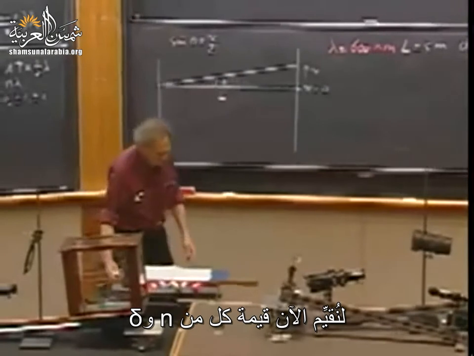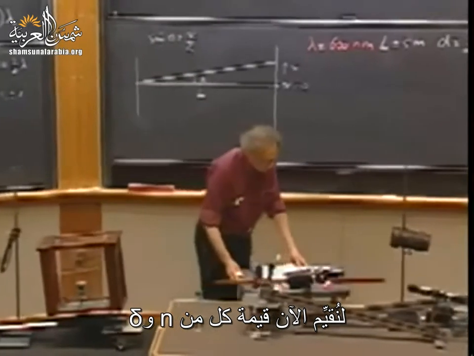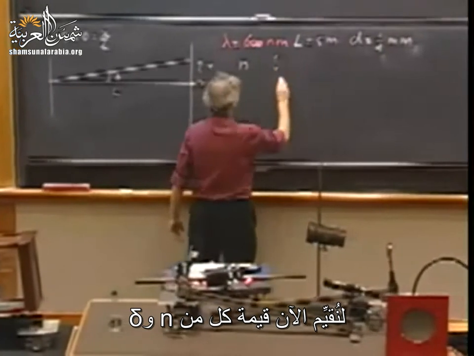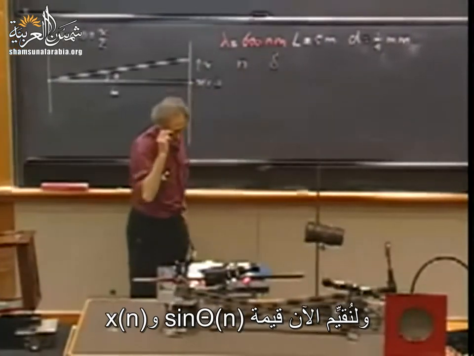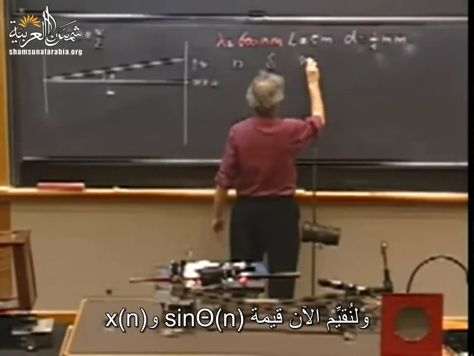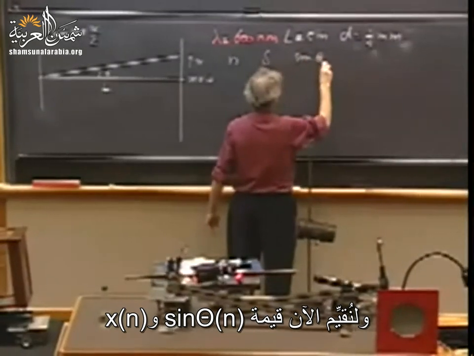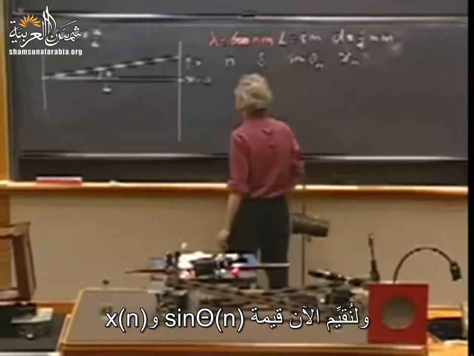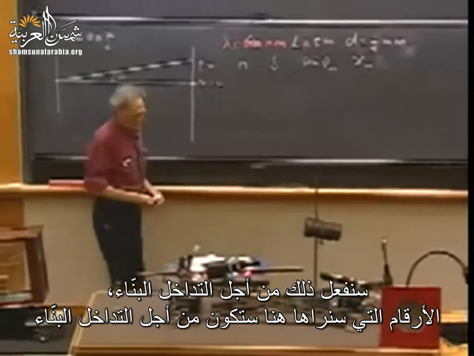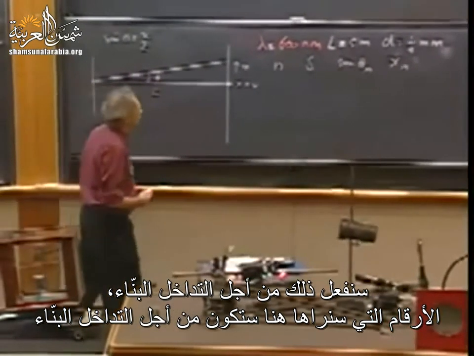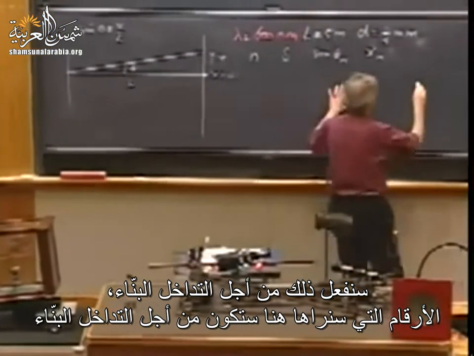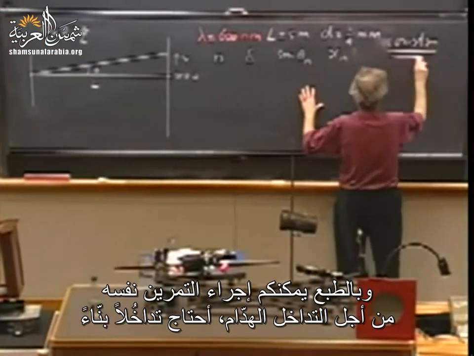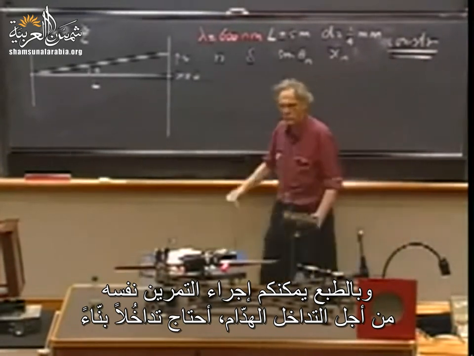So now, let's evaluate what n is. Let's evaluate what delta is. Let's evaluate what the sine of theta of n is. And then we will evaluate what x of n is. And we will do that for constructive interference. So the numbers that you're going to see here are for constructive. And of course, if you want to, you can do the same exercise for destructive interference.